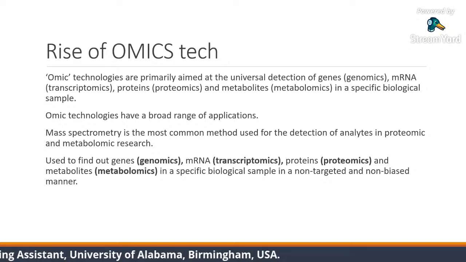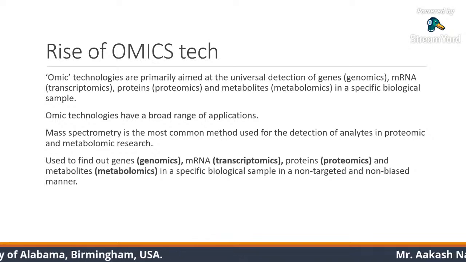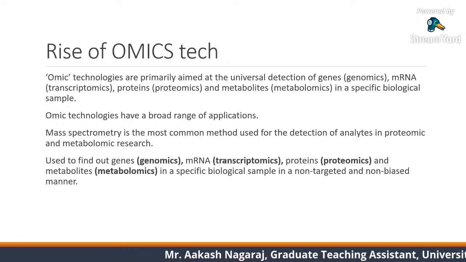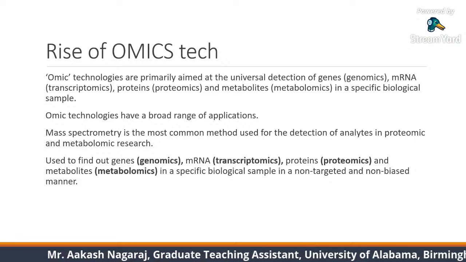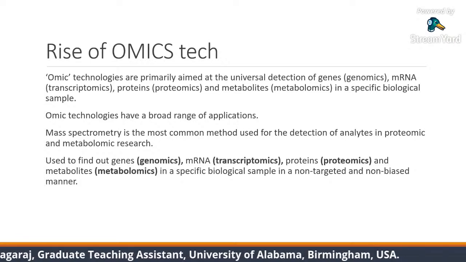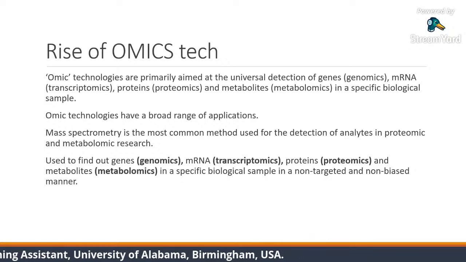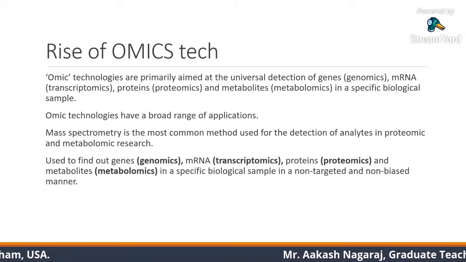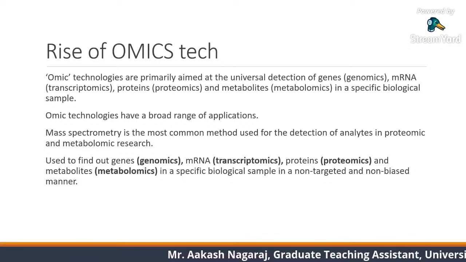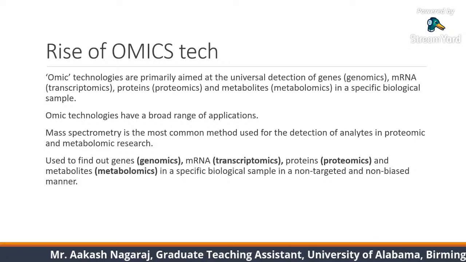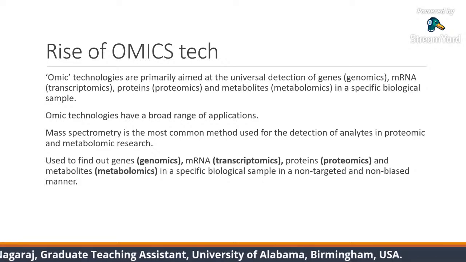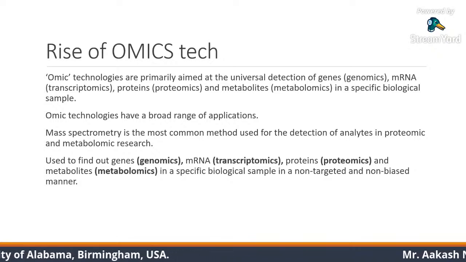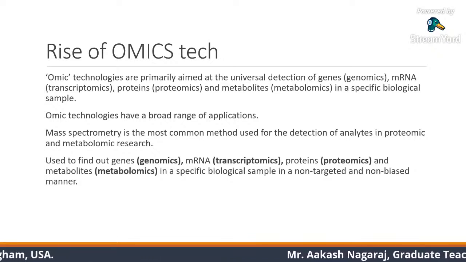Mass spectrometry is the most common method used in proteomics and metabolomics. That is the machine which is used to get the data. For messenger RNA, it's known as RNA-seq. And recently we can also sequence a single cell, so single-cell RNA-seq has also come into play.